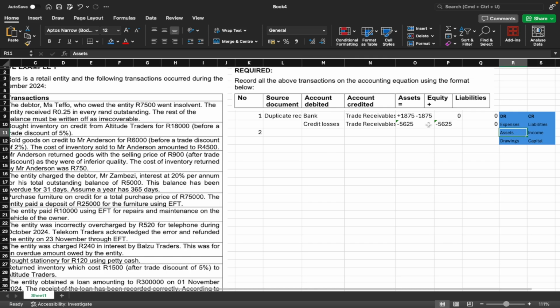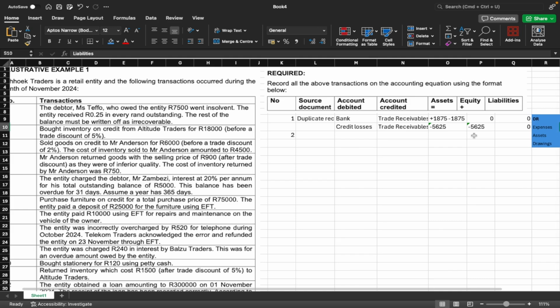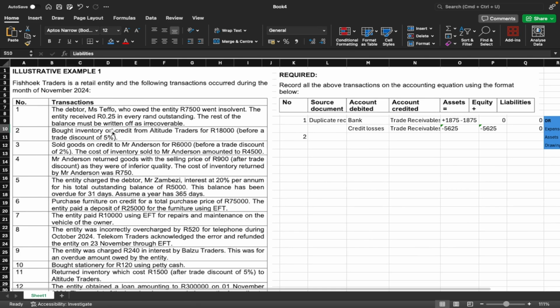Well, we're going to credit trade payables because trade payables is a liability. Our liability is increasing because we bought the inventory on credit. If we bought it on cash, we would have debited inventory and credited bank. But in this case, since we bought it on credit, we're debiting inventory and we're crediting trade payables.